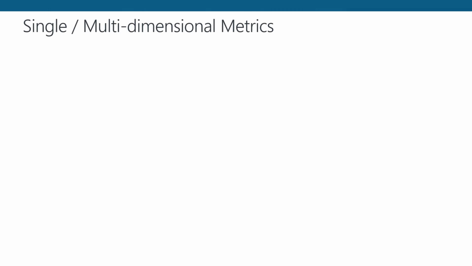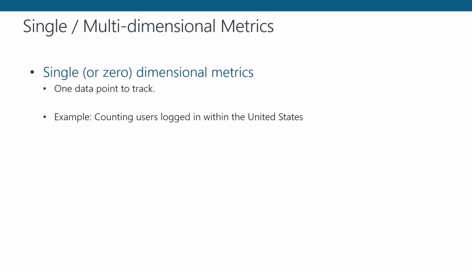Application Insights supports two types of metrics: single or zero-dimensional metrics, and then multi-dimensional metrics. A single-dimensional metric is a simple number you're tracking. For example, let's imagine we're tracking users that are currently logged into the system that reside in the United States. This will only ever be a single integer. Of course, that integer could change. Initially, it might be 50 users, and then a minute later, it's 75. We're still only tracking one data point.